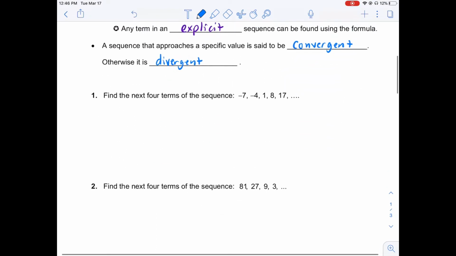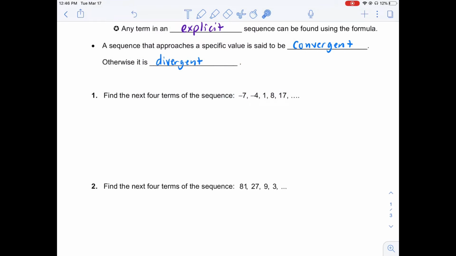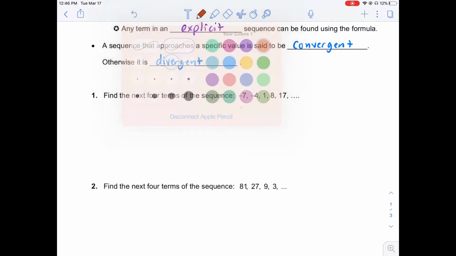The first one is the most basic way that we'll work with a sequence, which would be finding the next terms. So here's our sequence. It goes -7, -4, 1, 8, 17. They ask us to find the next 4 terms. Well, now it's up to us to determine a pattern. I usually start with either addition or subtraction or multiplication and see if I can find some sort of pattern.